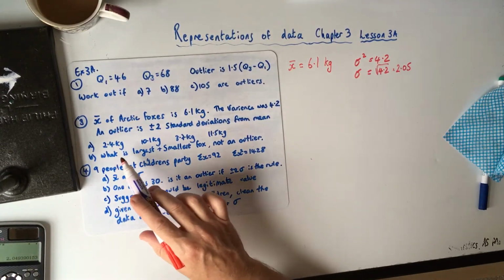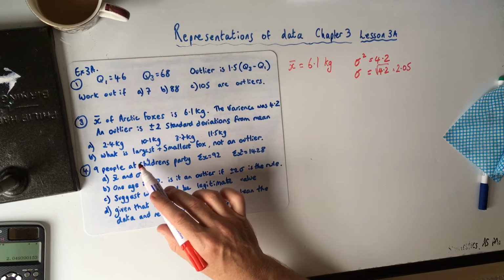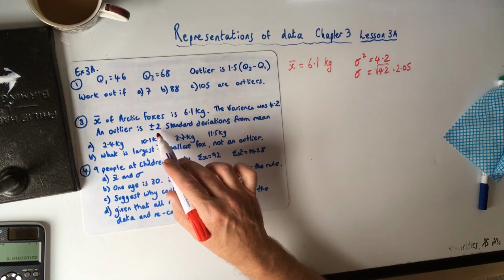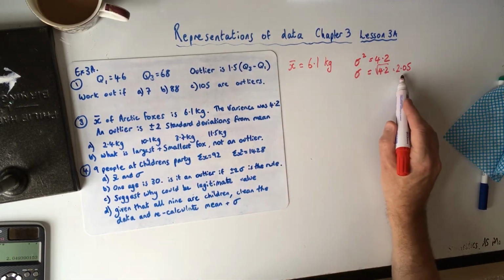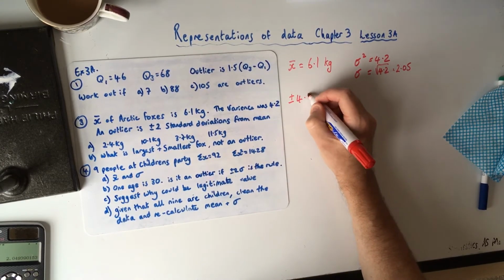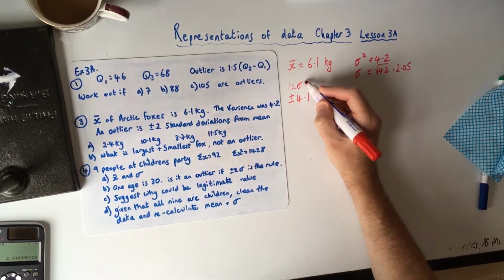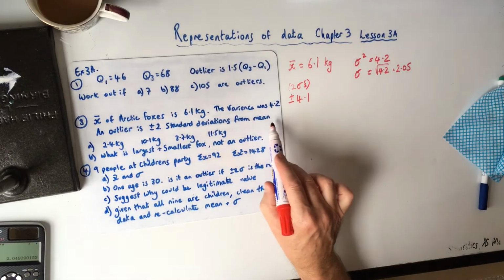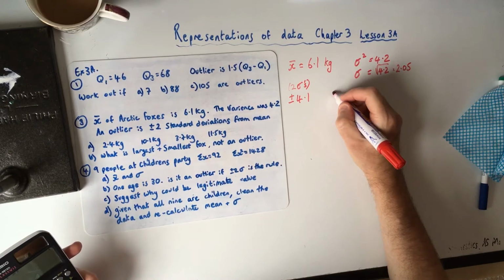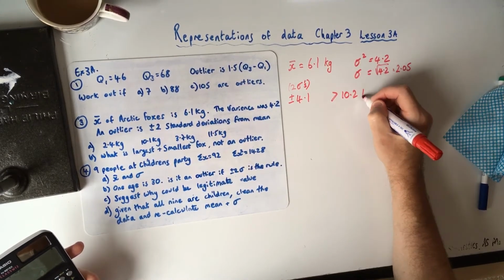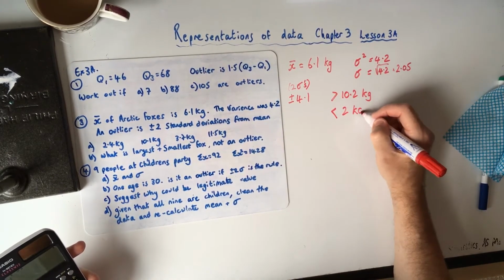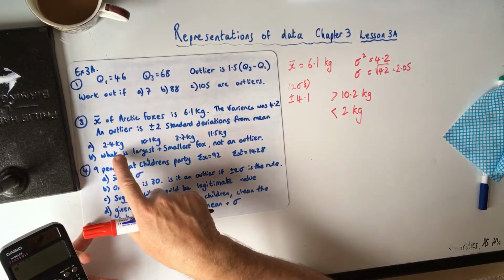It says, work out whether these foxes are outliers. They've decided the definition for an outlier is plus or minus 2 standard deviations. Double 2.05 is 4.1, so plus or minus 4.1 is 2 standard deviations above or below the mean. Adding 4.1 onto the mean, if it's greater than 10.2 kilograms, or, taking 4.1 off, less than 2 kilograms, then it's an outlier. And we've got these foxes, haven't we?